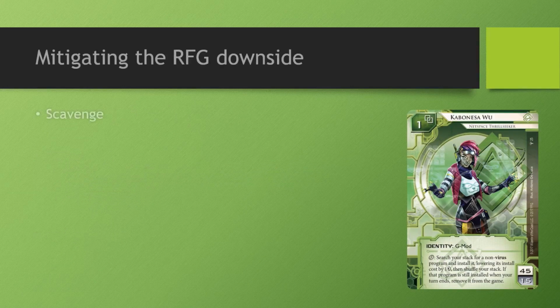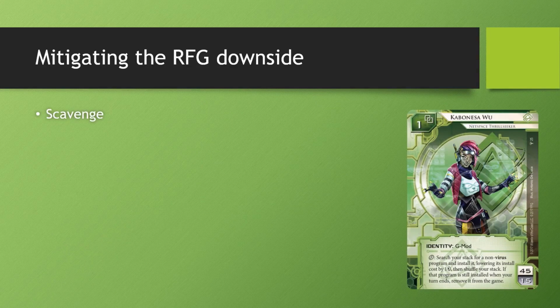Of course, the remove from game downside is actually a pretty massive one. No one likes the programs being removed from the game, but there are some ways to work around it with the current card pool. Again, this further contributes to the idea of building around the identity ability. You don't just slot any random shaper deck into Kabonesa Wu, you need some way to mitigate this downside. So the first and most obvious way to do so is to use the card Scavenge.